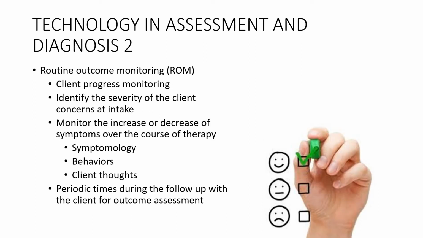Routine Outcome Monitoring, or ROM, talks about client progress monitoring. It identifies the severity of the client's concerns at intake, monitors the increase or decrease of symptoms over the course of therapy. So we're talking about symptomology, but then also your behaviors and also your client thoughts. And then, of course, periodic times during the follow-up with the client for outcome assessment.